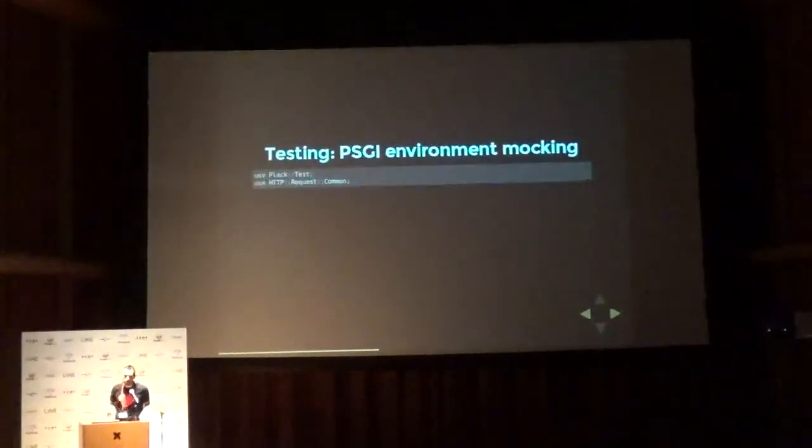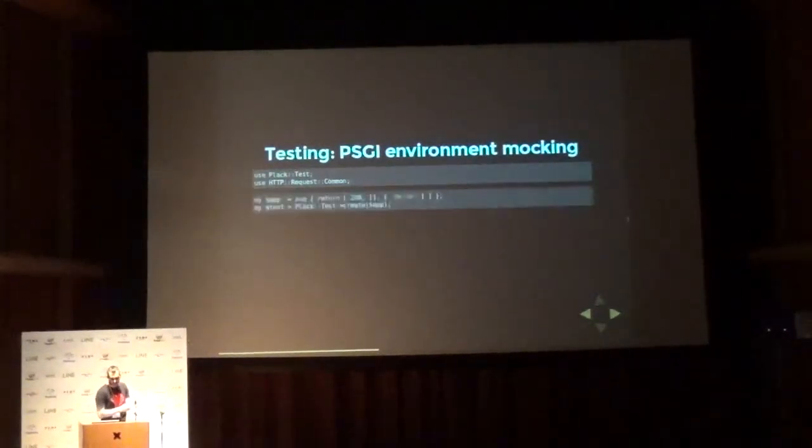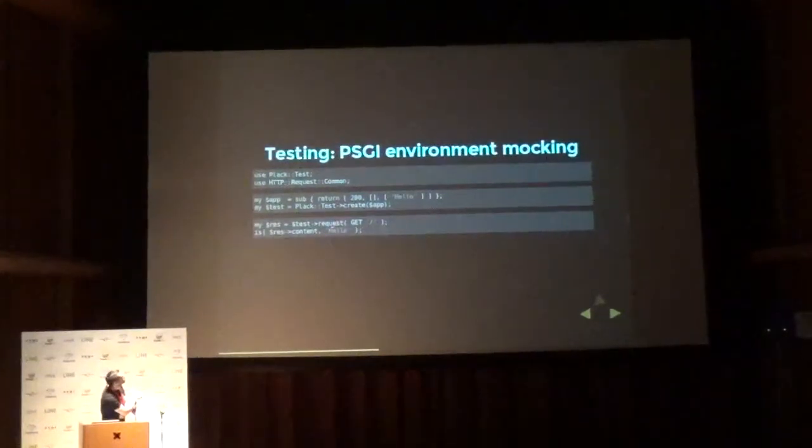And of course, testing. If we use Plack test, HTTP request common, we can then define an app. This app just returns hello. That's it. And then we define a test object using this app that we created. And then we can make a request using the get function that we get from HTTP request common. And we can check the content that we receive back.